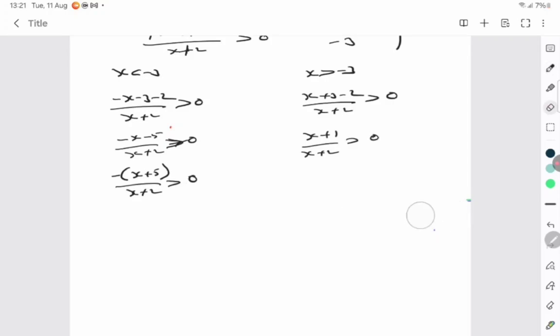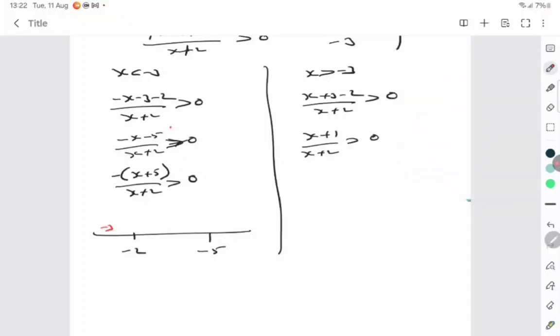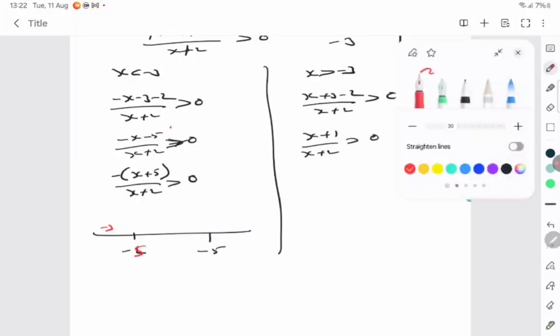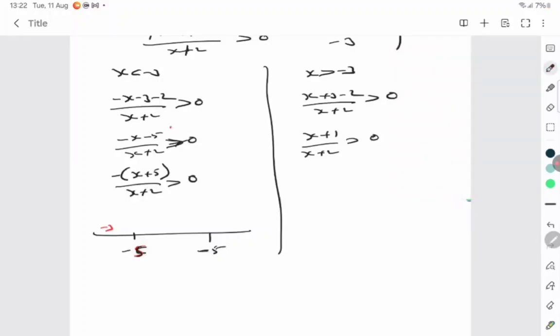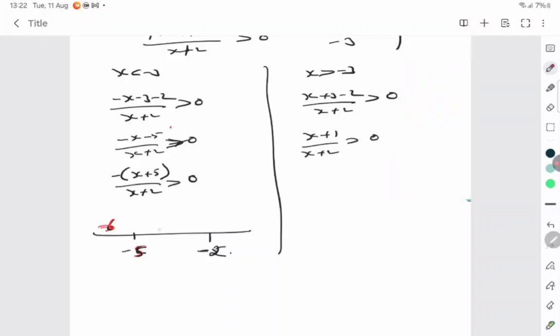So I'm going to draw a line here. I'm going to determine my cutting points, or what you call critical points, which is minus 2 and minus 5. This is minus 3... the same mistake: minus 5 and minus 2. So this has got to be minus 5 and this has got to be minus 2. Let's give an example here, let's do it in red color. A red color example is minus 6, minus 3 and 0.